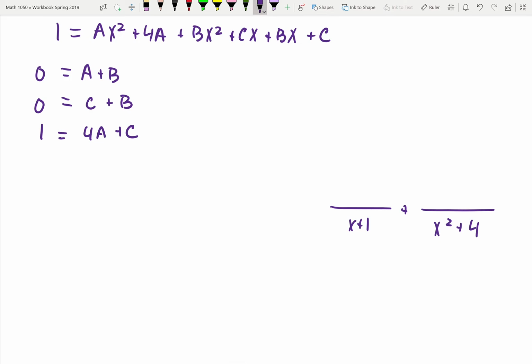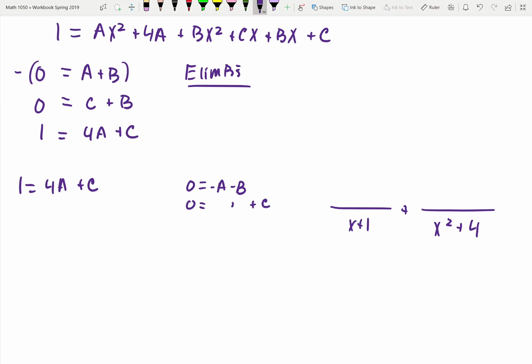The top equation has no c. The next equation has no a. The next equation has no b. So I'm going to eliminate the b's. And I'm lucky because the third equation already has no b. Now, if I take a negative and distribute it right there, then I'm going to have 0 equals negative a minus b. Write down the second equation, 0 equals c plus b. And then I've eliminated the b's again. So I have 0 equals negative a plus c.